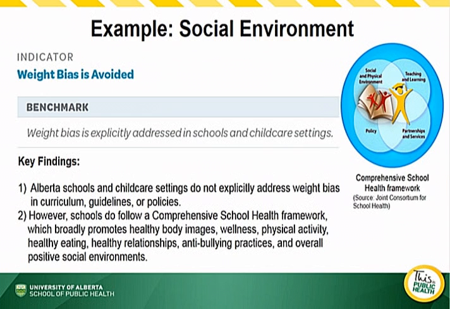And of particular interest to CON members and myself, given that my PhD research revolves around weight bias, I thought I would focus on an indicator within the social environment that focuses on whether weight bias is explicitly addressed in schools and childcare. And this is a key area for action for many reasons. So first of all, children as young as 3 years of age have been shown to exhibit negative weight-related attitudes, which increase with age. We also know that weight bias can seriously harm a child's physical, mental, and social health.